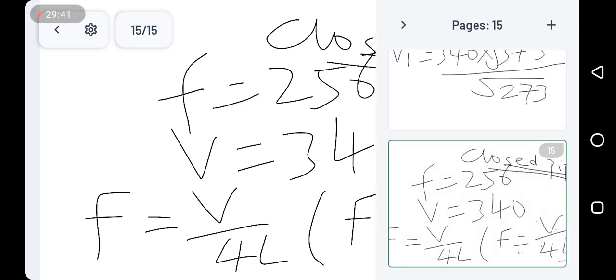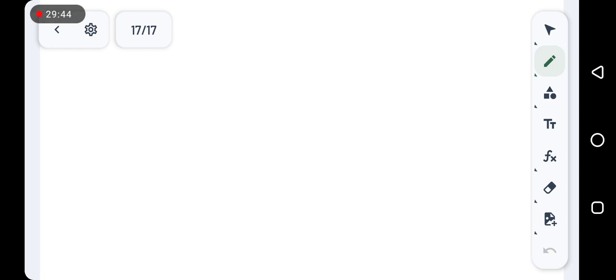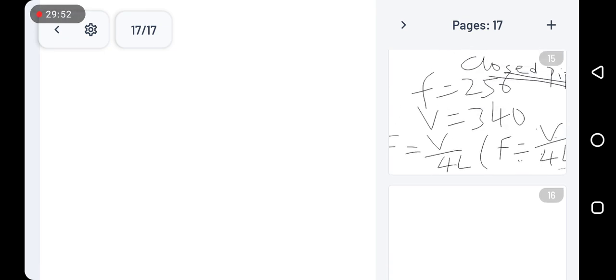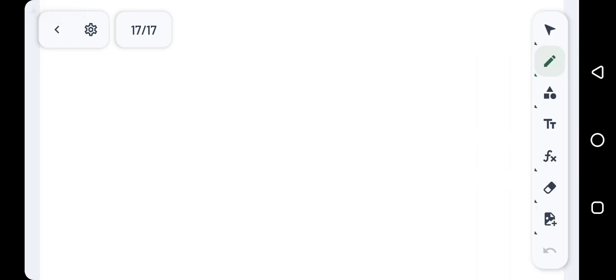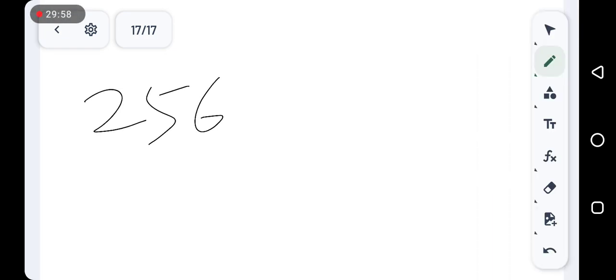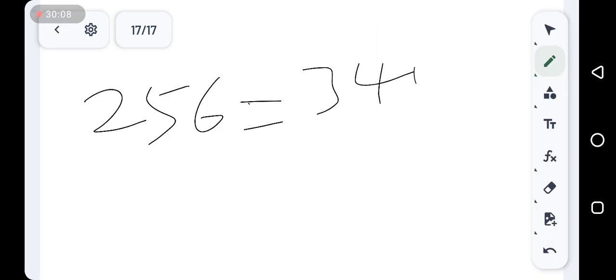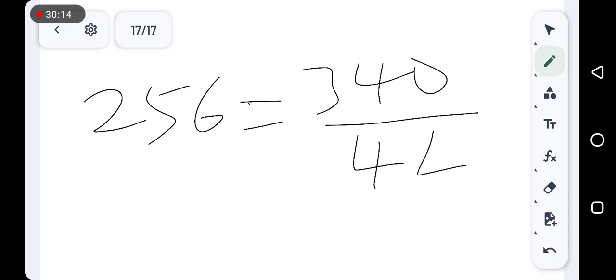Now, how do we solve it? We put everything that is given to us. We have our frequency as 256, so we say 256 is equal to the speed, which is 340, over 4L, where L is the length of the pipe. So once we get the L, that solves the question.